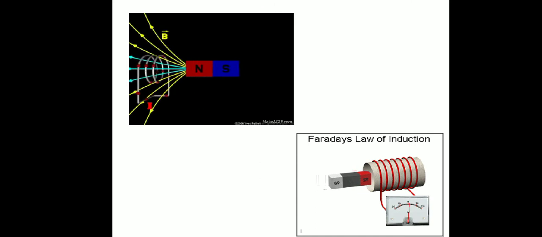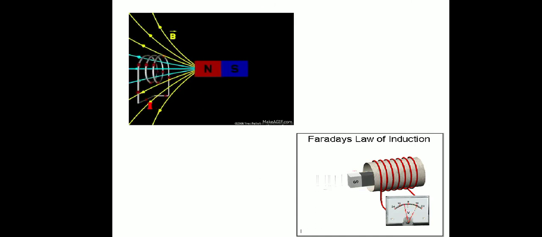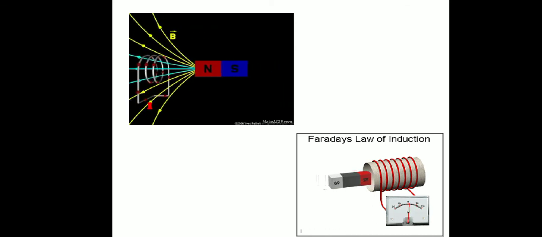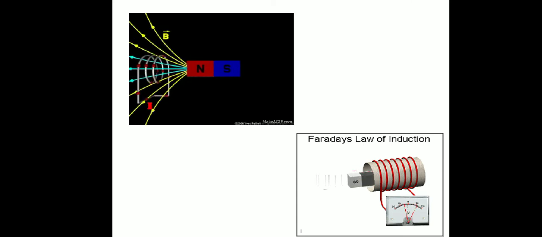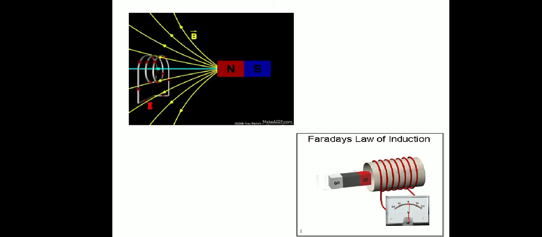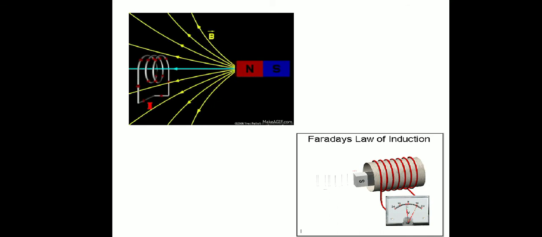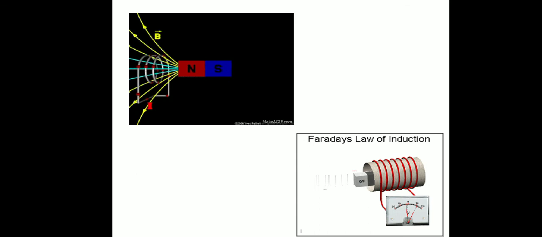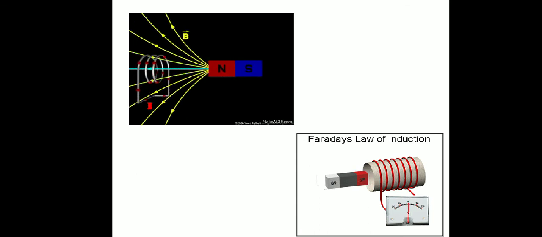From this experiment, Faraday arrived at certain conclusions. And what are these conclusions? Let us see one by one. The first conclusion is that the galvanometer shows deflection, that is, an induced current flows in the coil, only when there is a relative motion between the coil and the magnet. This is the first thing: there should be a relative motion between the coil and the magnet.